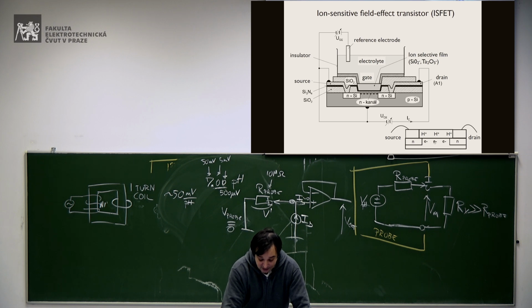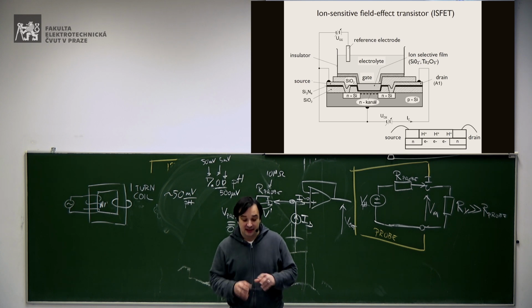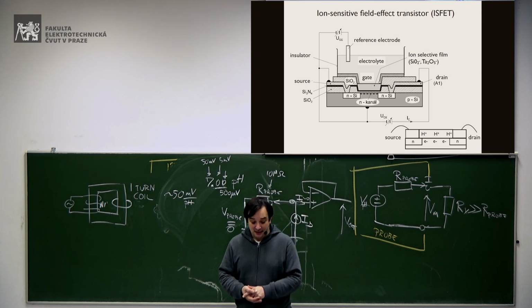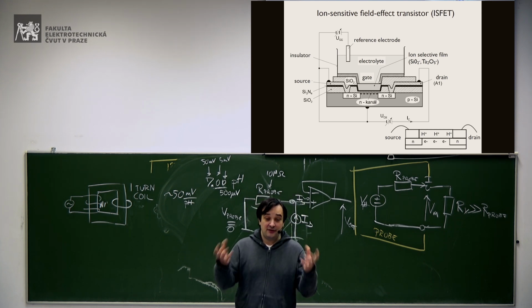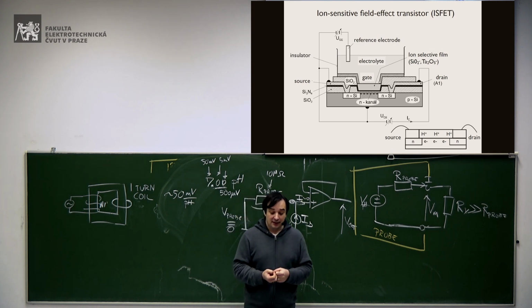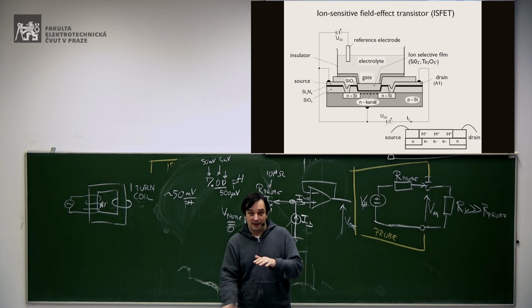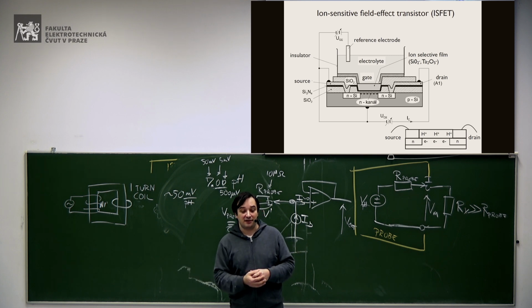Okay, so you need some electrons in this area to have a channel for the flow of electrons, and therefore having the current. And how do you do it? In this case, you have an electrolyte here, and you have an ion selective film which attracts, for instance, in this case, ions of hydrogen, positive ions of hydrogen. They are attracted there, and these positive ions of hydrogen will take up from the substrate the electrons, creating this channel which can flow then.